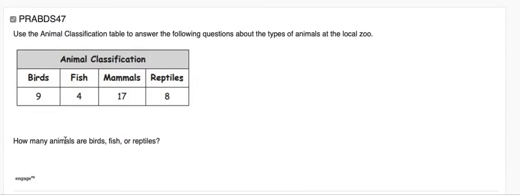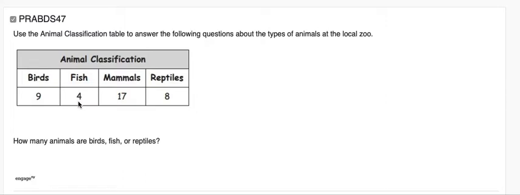Now the question is, how many in this table are birds, fish, and reptiles? They want to know, of the numbers that we have there, how many are birds, fish, and reptiles. How would I go about doing that? Well, first I look at birds. I have 9. Then I look at fish. I have 4. What's 9 plus 4?